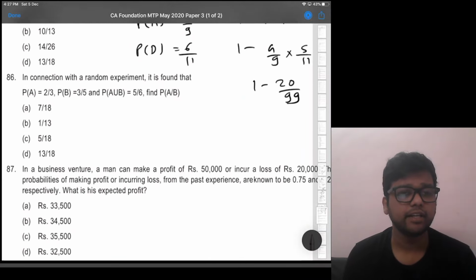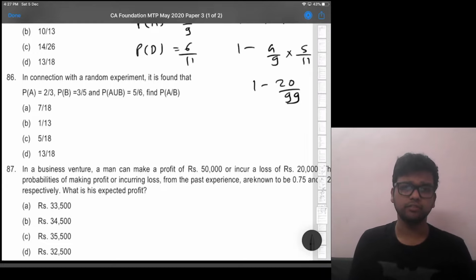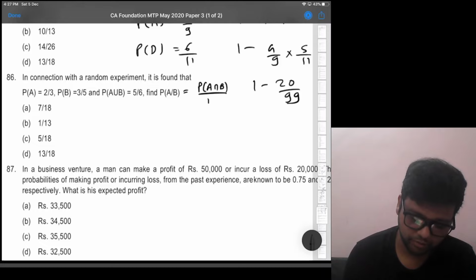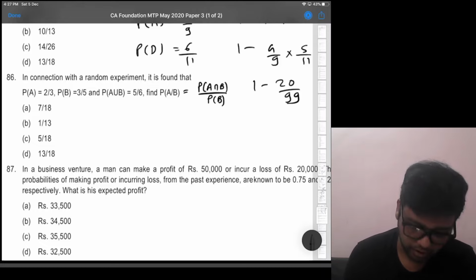Next, in connection with a random experiment, it is found that probability of A is 2 by 3, probability of B is 3 by 5, probability of A union B is also given. We want A given B. A given B is what? Probability of A intersection B upon probability of B. So we need intersection. We can find it from formula.